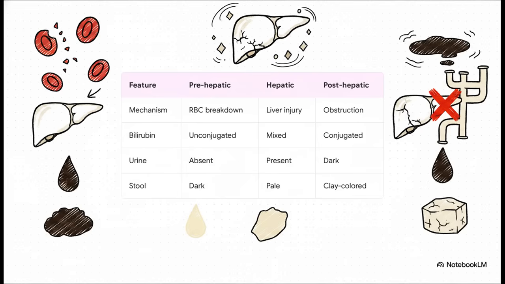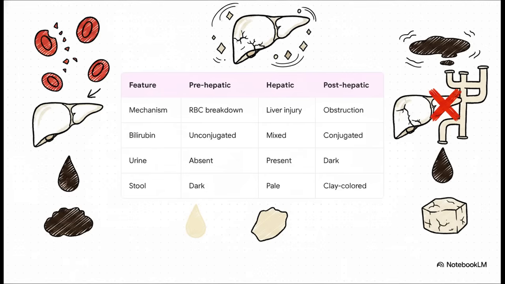Moving to hepatic jaundice in the middle. The mechanism is direct hepatocyte damage. We see a mixed elevation of both unconjugated and conjugated bilirubin. Since some water-soluble conjugated bilirubin leaks into the blood, urine bilirubin is present, while stool color remains normal or slightly pale. Finally, posthepatic jaundice. The mechanism is a physical bile duct obstruction.